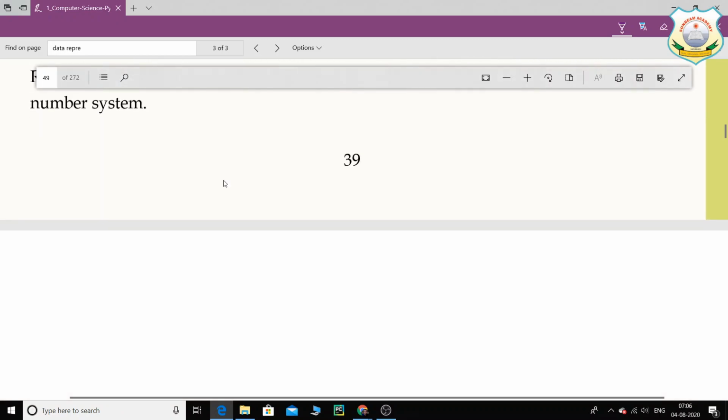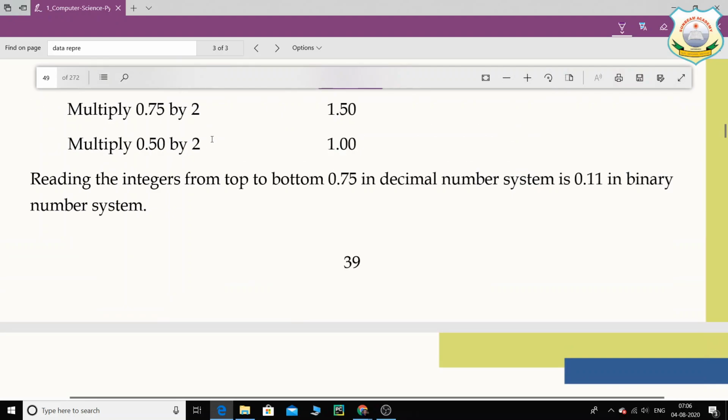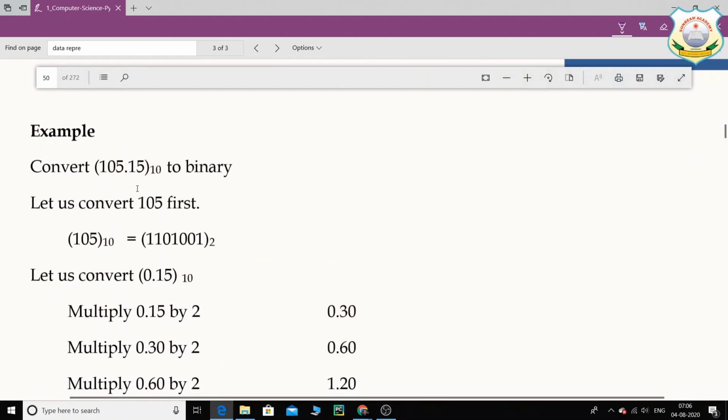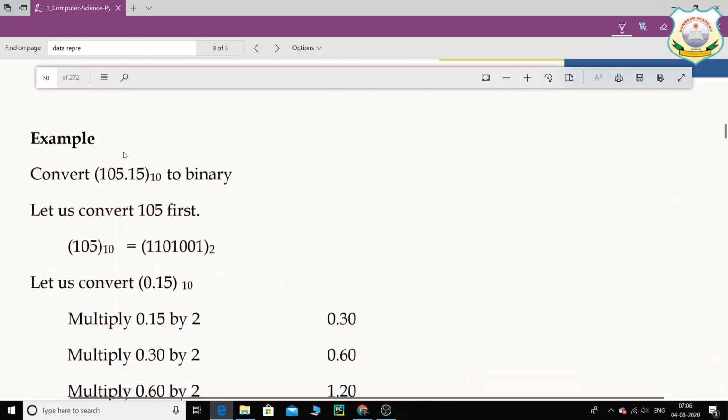0.75. This is not really a good example. They have just taken 2 steps. So we will move on to this particular part. Okay. So if it is 0.125 straight away, or the number is like 105.15, right, 105.15. So if it is this way, still it is okay. In that case, what you're supposed to do? First, we have to take the integer part.